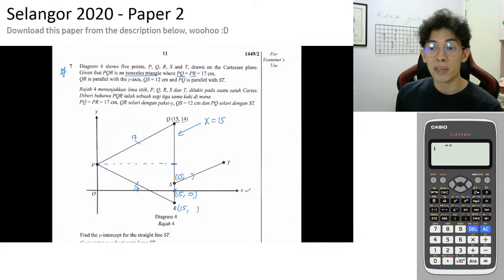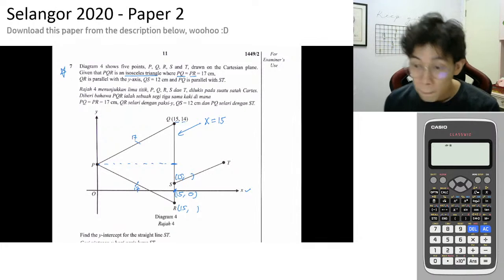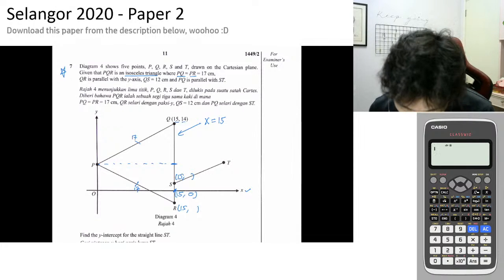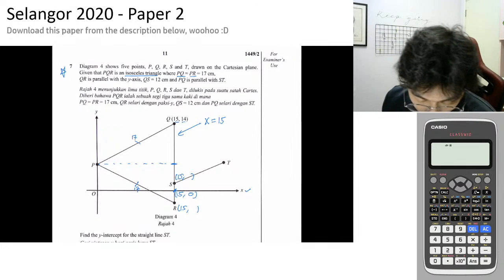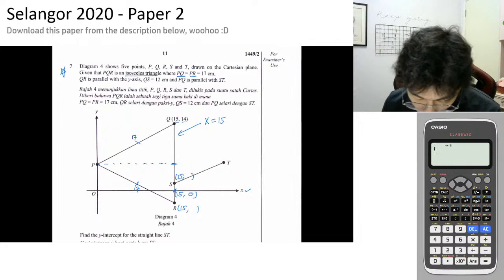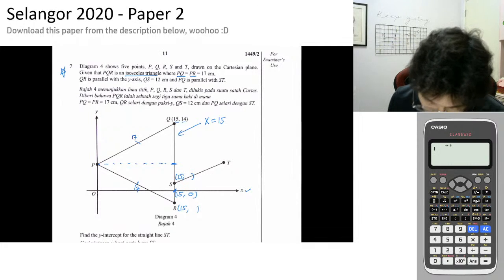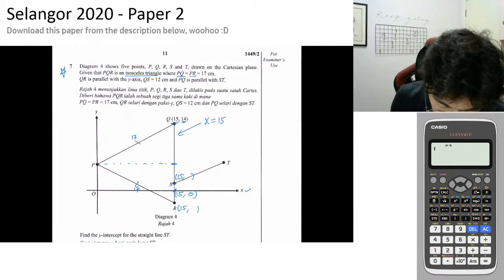Okay, so the next one. It says QS is 12. If QS is 12, do you notice there is a 14 there? Okay, so it means this is 14. So I put there 14.